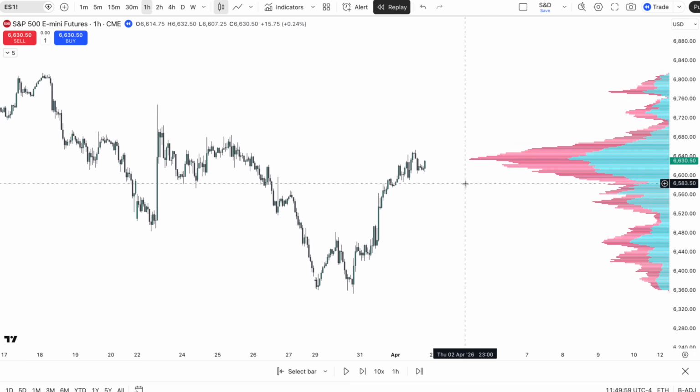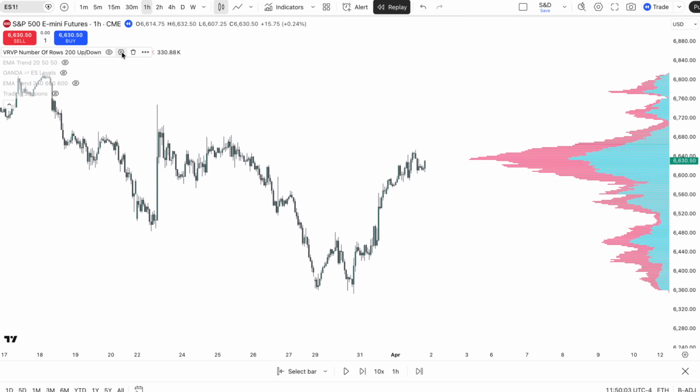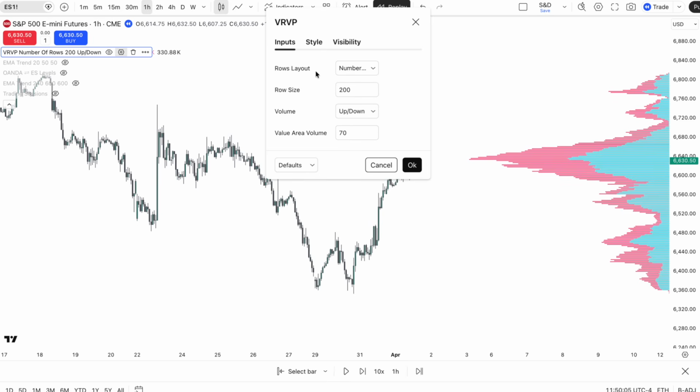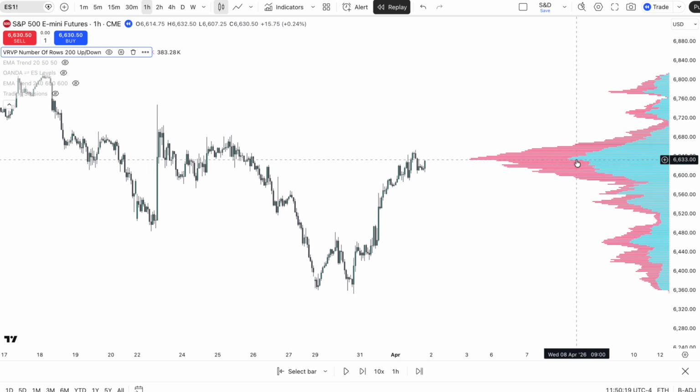In terms of the indicator settings, you're going to get the visible range with a row size of 24. And what this does is split the volume into 24 different sections on your chart. But that's obviously too large to read properly. We want to split it into smaller sections so we can get a more accurate read. We're going to change our row size from 24 to 200. Now your chart should look like this.